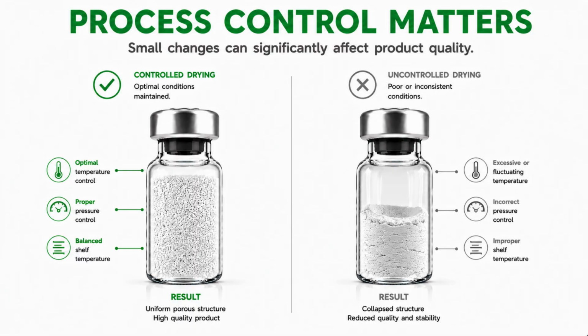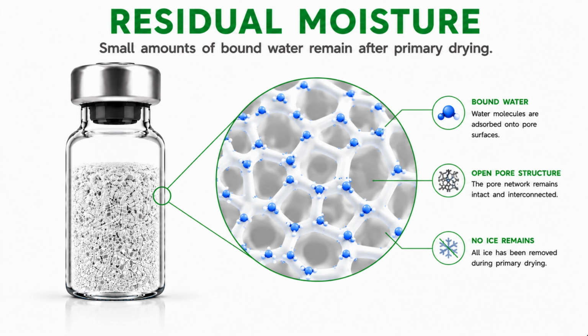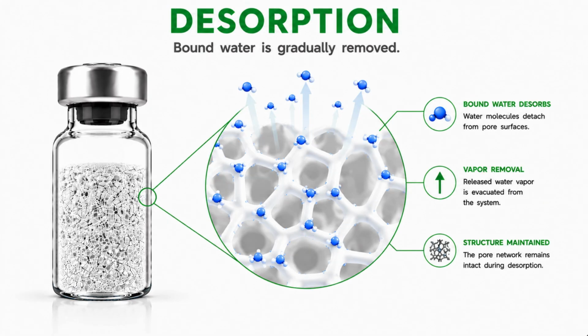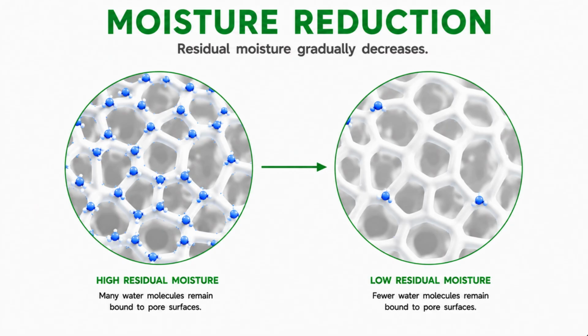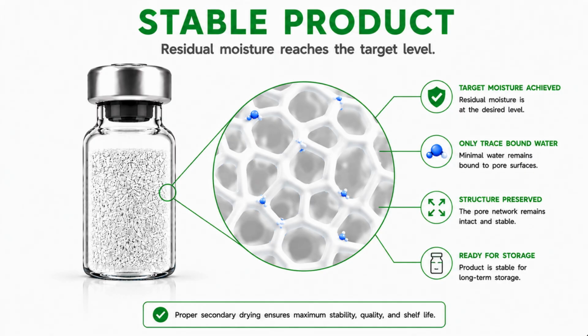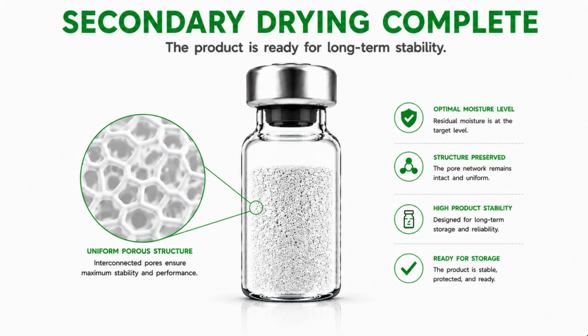Even after all visible ice has been removed, the product is not completely dry. A small amount of water remains attached to the internal surfaces of the porous structure. During secondary drying, the shelf temperature is gradually increased while the chamber remains under vacuum. This additional energy removes the remaining bound moisture from the product. The objective is to achieve the residual moisture level required for long-term stability without damaging the pharmaceutical formulation. By the end of secondary drying, the product has reached its final lyophilized state.